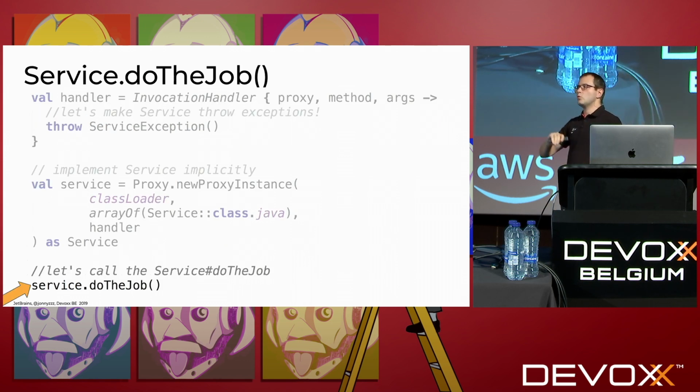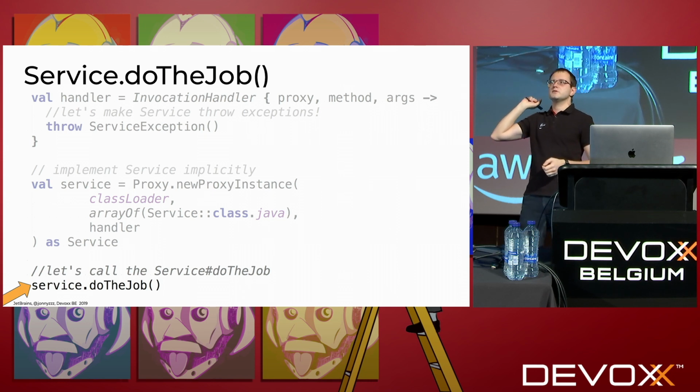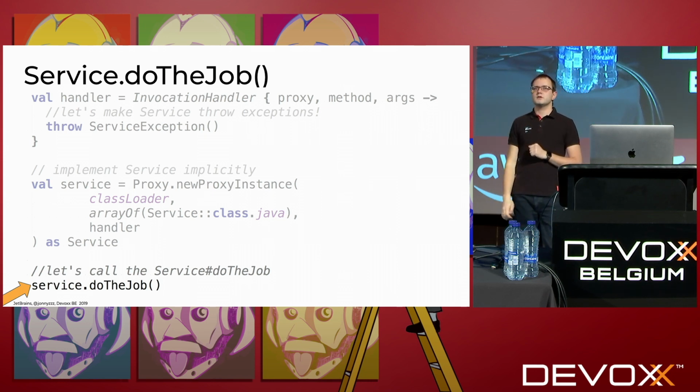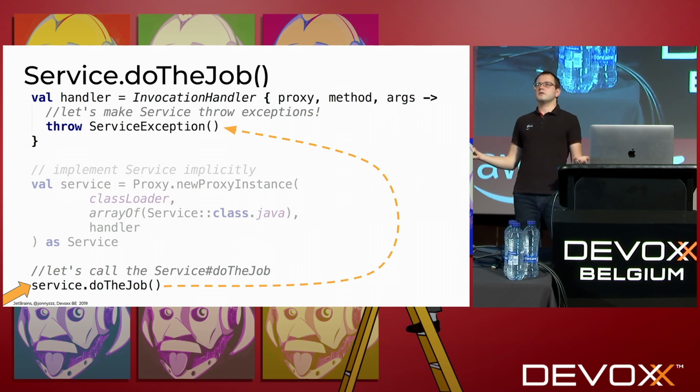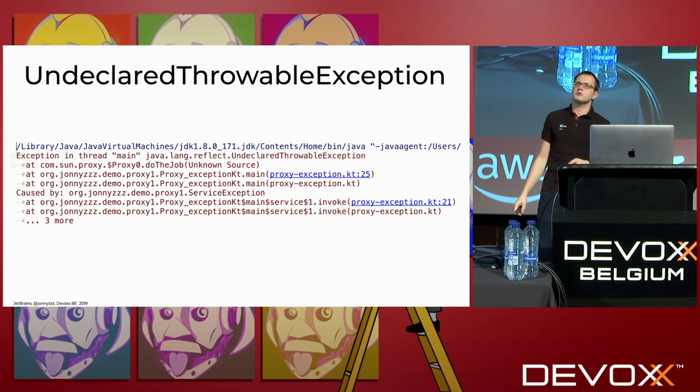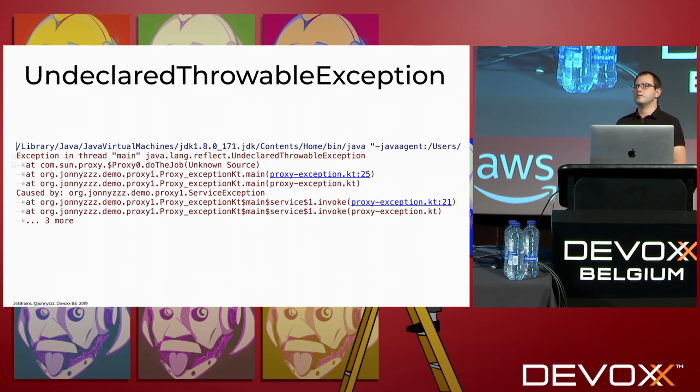So the question, what would be the outcome of this? Will it work? So yeah, sure, it has to work, right? Obvious. So I call this doJob method of my service. It goes through the proxy to the handler, and the handler throws me an exception. What can go wrong here? Well, actually, something could. You will see this exception in the outcome. And why?